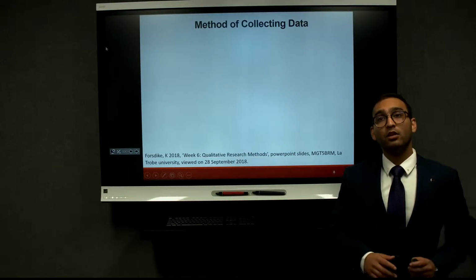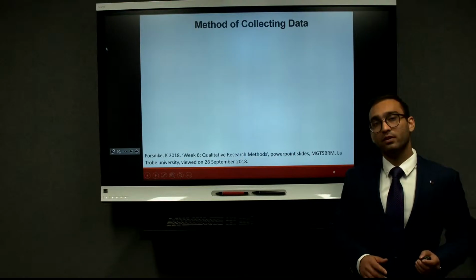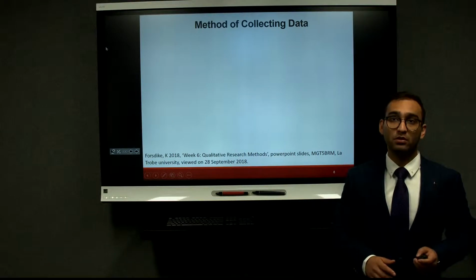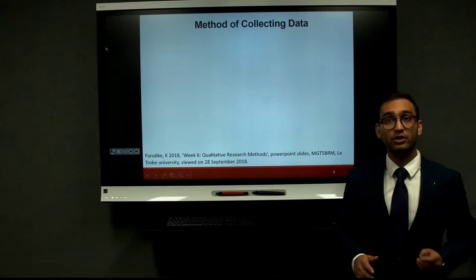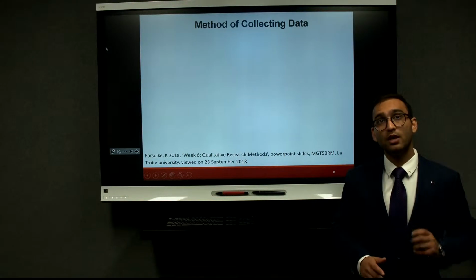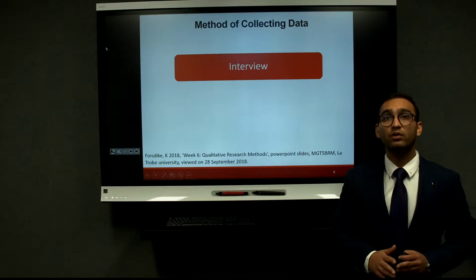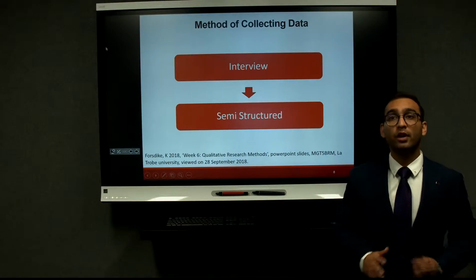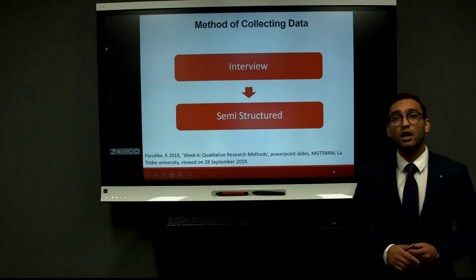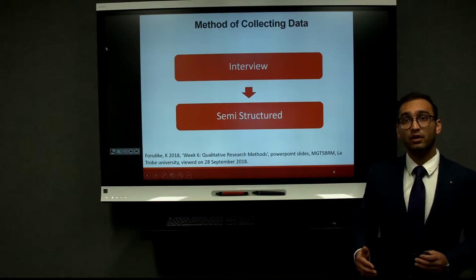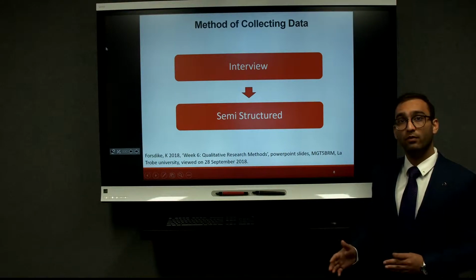Moving on to the method of collecting. As I discussed in my previous slide, my primary source of data would be primary data, which includes interviews. So my method of collection of data would be interview. However, my interview is going to be semi-structured. What I mean by semi-structured is that I'm not going to lead the participant to a certain answer which I want for my research.